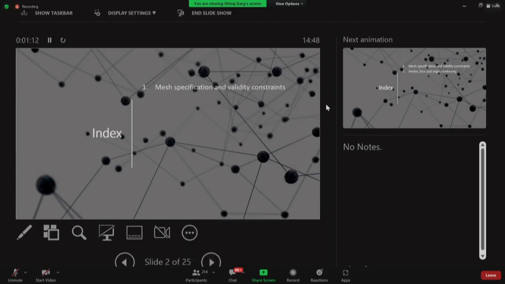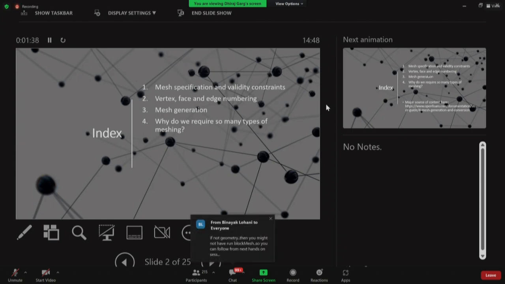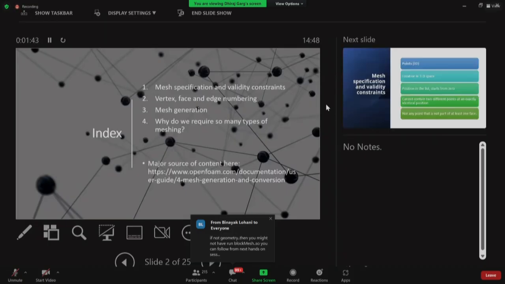In this, I will discuss the mesh specification and the validity constraints, how the numbering is done with the vertex, face, and edge, how the mesh is generated, and in the end, why we require so many different types of meshing. Each of these things is important since you are working in OpenFOAM where you have to write certain code. So you should have a visualization of what is happening inside and why it is required. The major source of content here is OpenFOAM itself, so for details, you can go to this link and go through it.